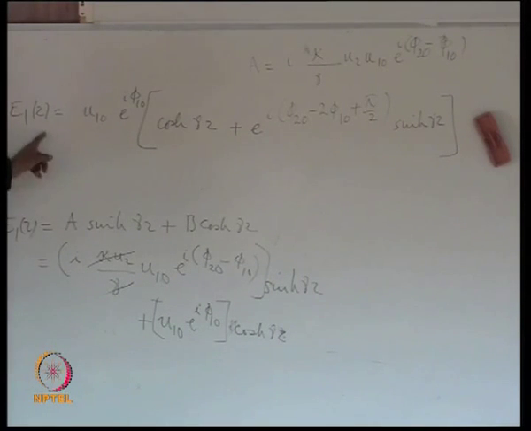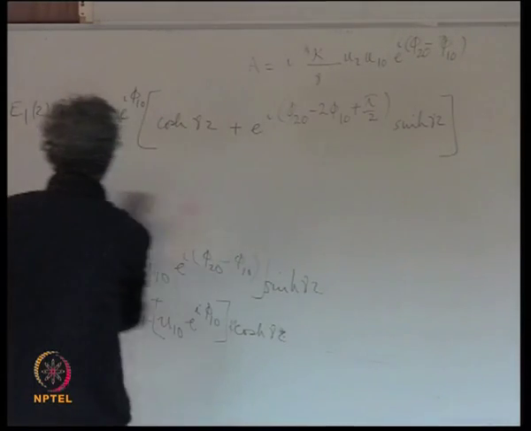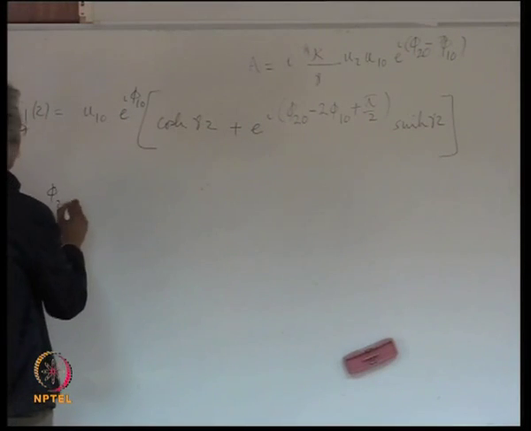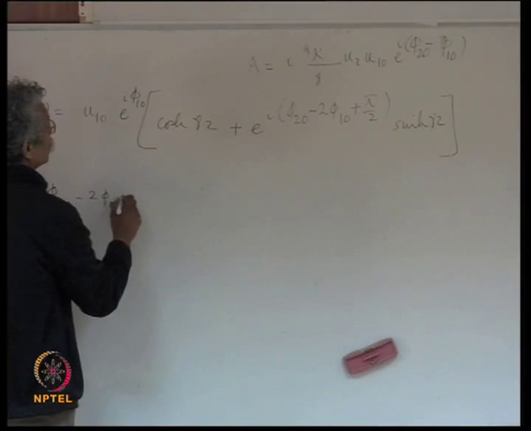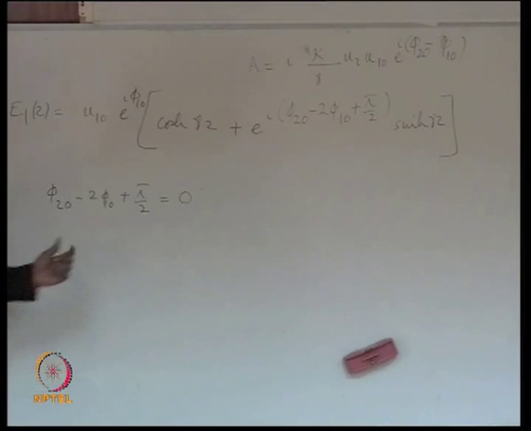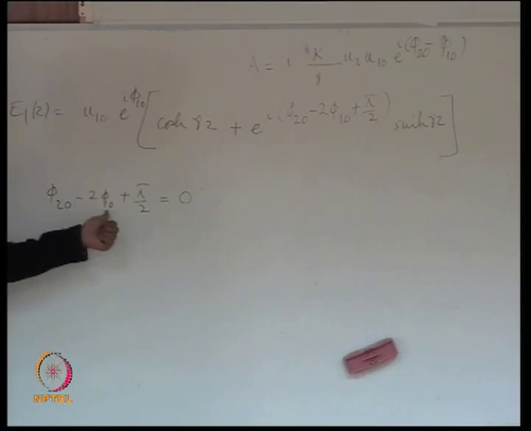Now you see E1 Z is not 0. Now I can have two situations. Suppose this coefficient, phi 2 0 minus 2 phi 1 0 plus pi by 2, was equal to 0. Remember, what is phi 2 0? E2 0 was U2 0 exponential I phi 2 0. This is the phase of the second harmonic, the 2 omega wave at the input. This is the phase of the fundamental wave at the input. Suppose I could satisfy this condition, what will happen to E1 of Z?